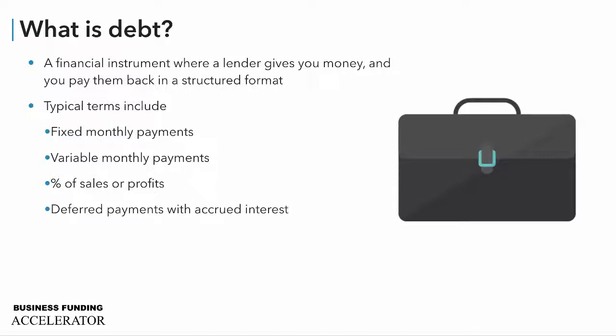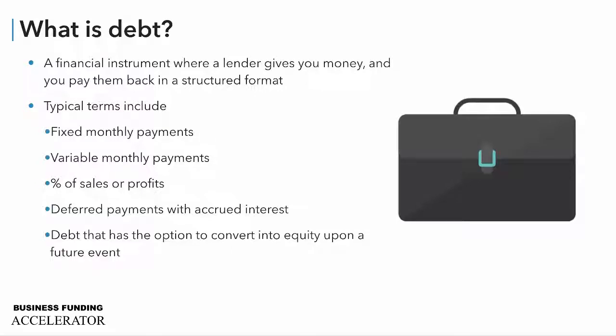You might have deferred debt payments with accrued interest, so it might accrue interest. You might pay just the interest back. You might not pay any interest, but the deferred payments are important to learn about as a way to bring on new potential debt investors. Also, debt that has the option to convert into equity upon a future event. It's the example of a convertible debt structure that we mentioned in a couple of slides earlier.